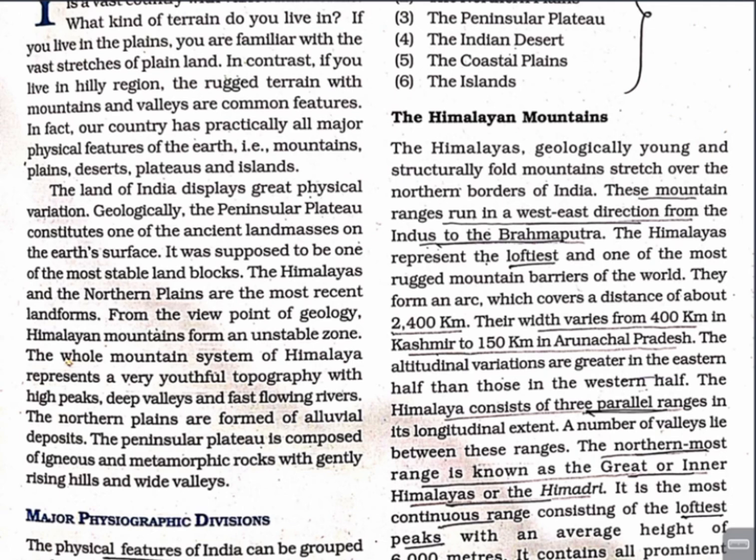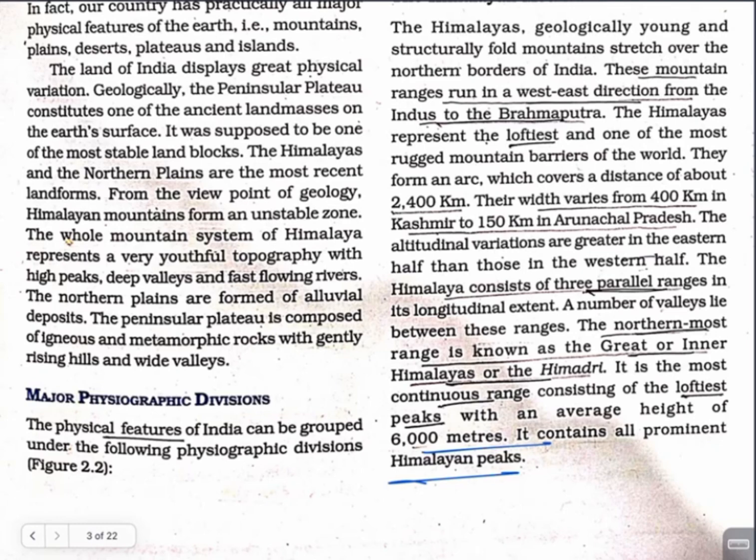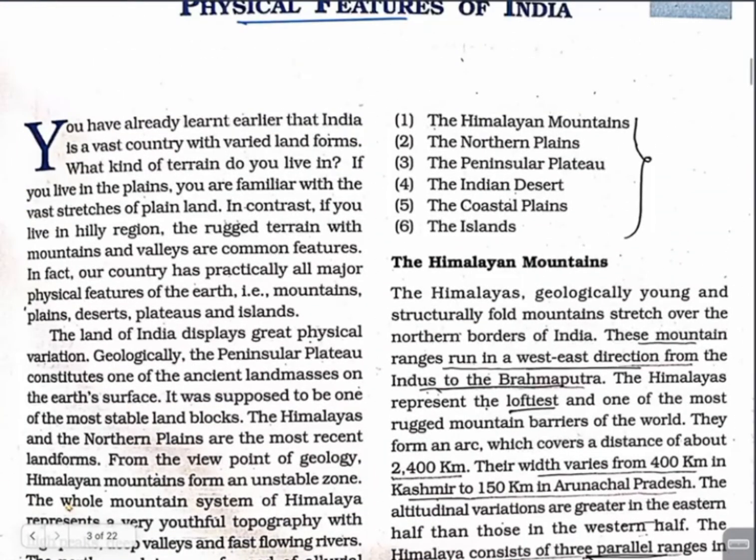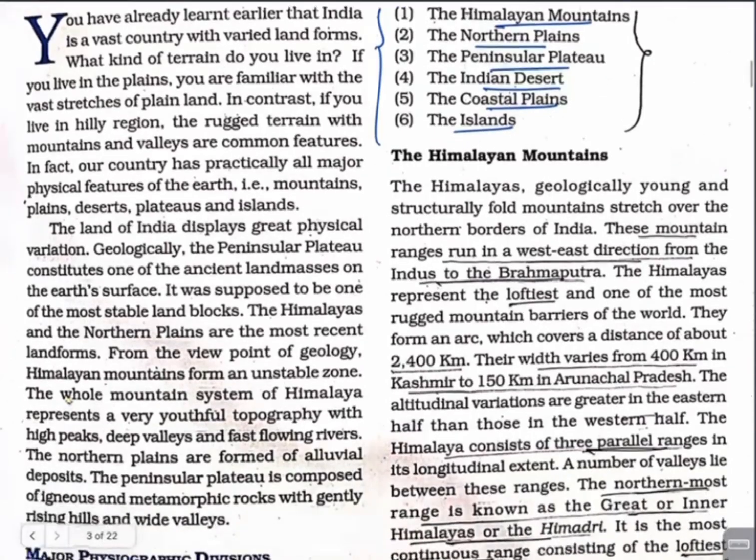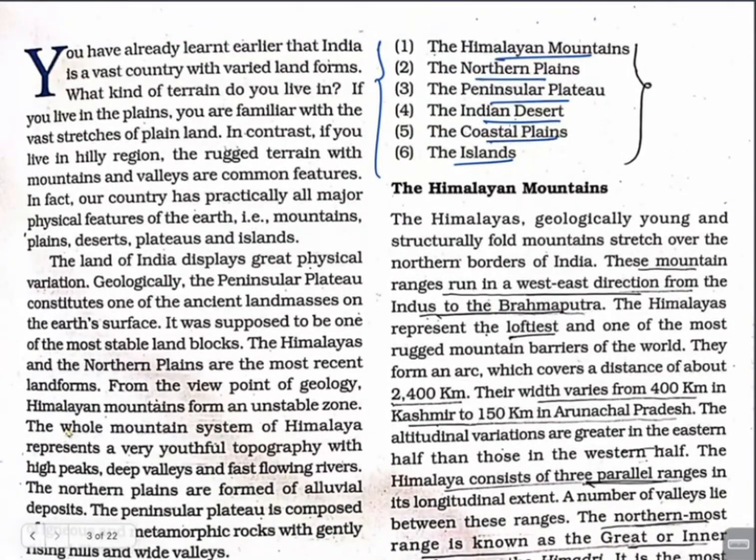So the first topic we will see is the physiographic division. The whole of India is divided into six physiographic features. The first is the Himalayan mountain. The second is the northern plain, the third is the peninsular plateau, the fourth is the Indian desert, the fifth is the coastal plains, and the sixth is the islands. So these are the physical features of India. Now we'll look at them in detail.